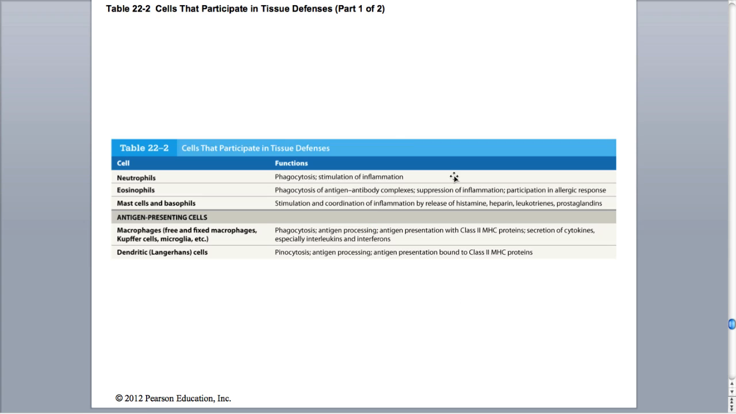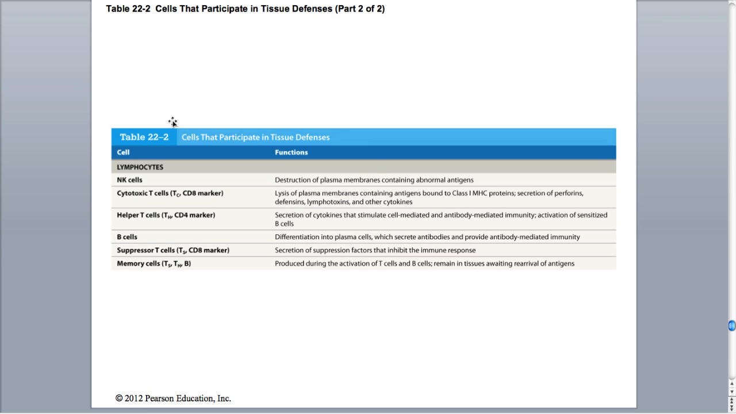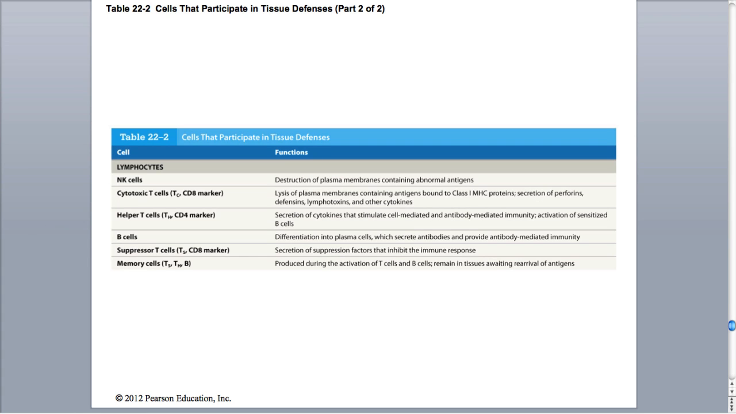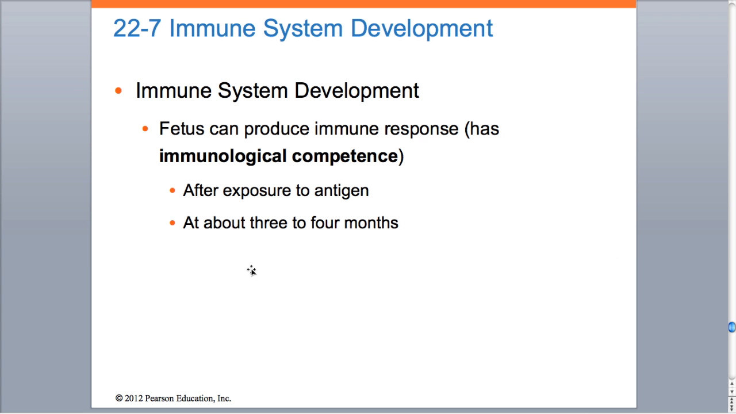Okay, next slide. This is a summary at the bottom, worth looking at. And this is a summary at the bottom, worth looking at. Okay. And I did mention these to you. Dendritic and Langerhans, Kupffer cells, fixed macrophages, they've been mentioned. Okay. Next slide.